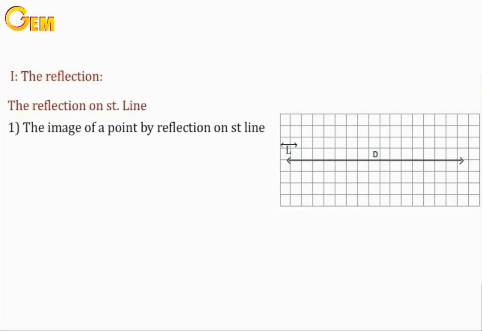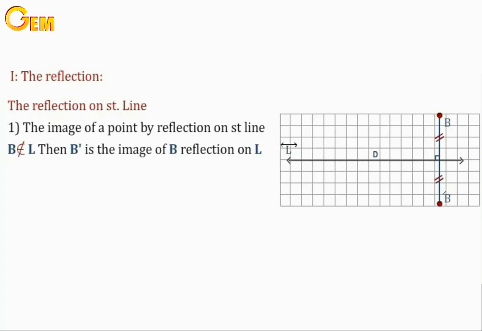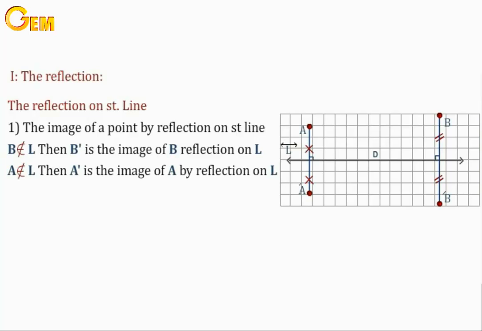Number 1. The image of a point by reflection on a straight line. The point B doesn't belong to the straight line L. Then B dash is the image of B by reflection on the straight line L. The point A doesn't belong to the straight line L. Then A dash is the image of A by reflection on the straight line L.